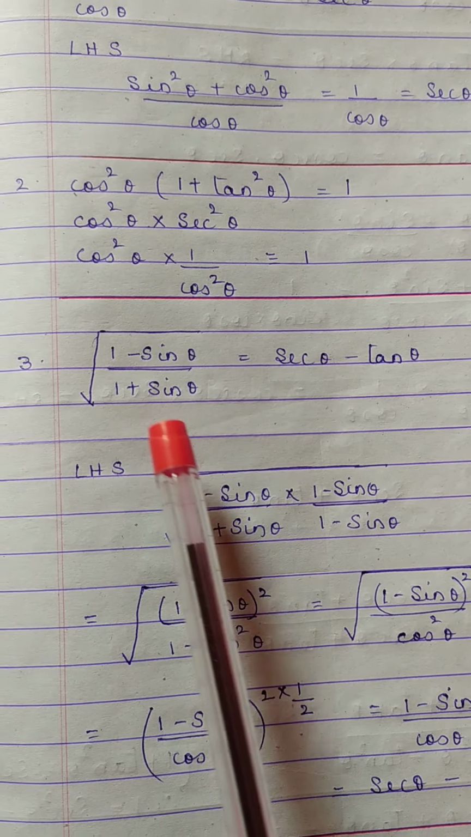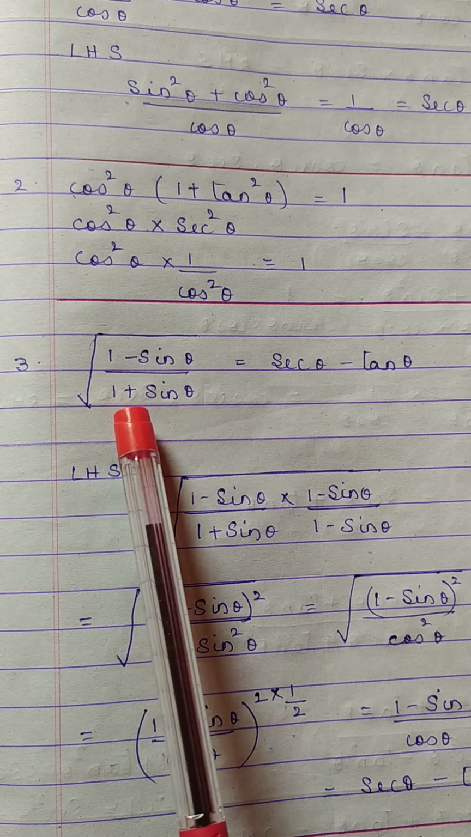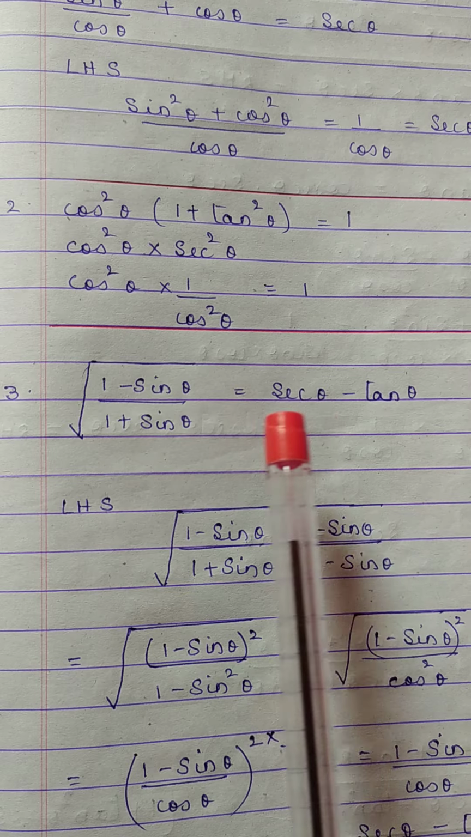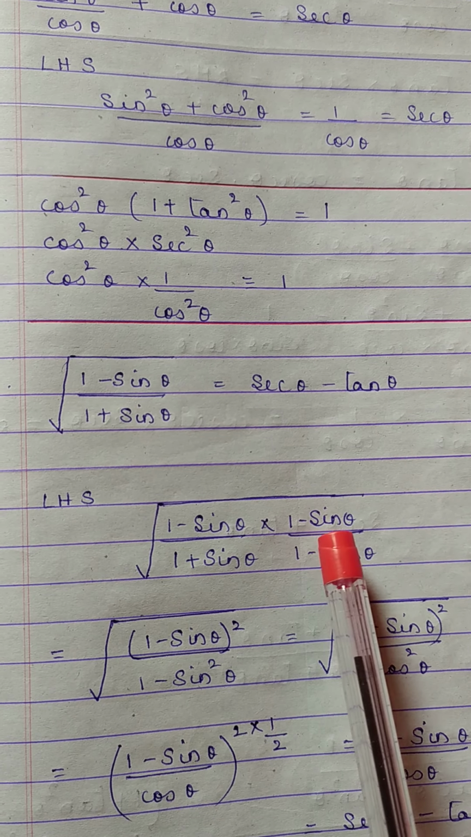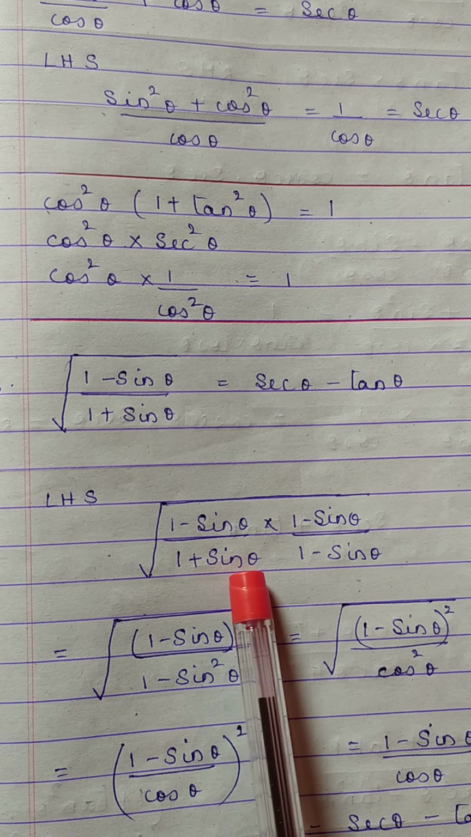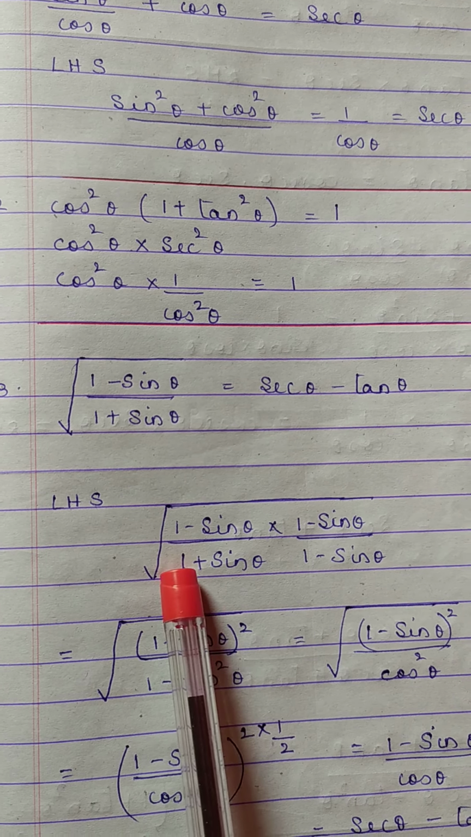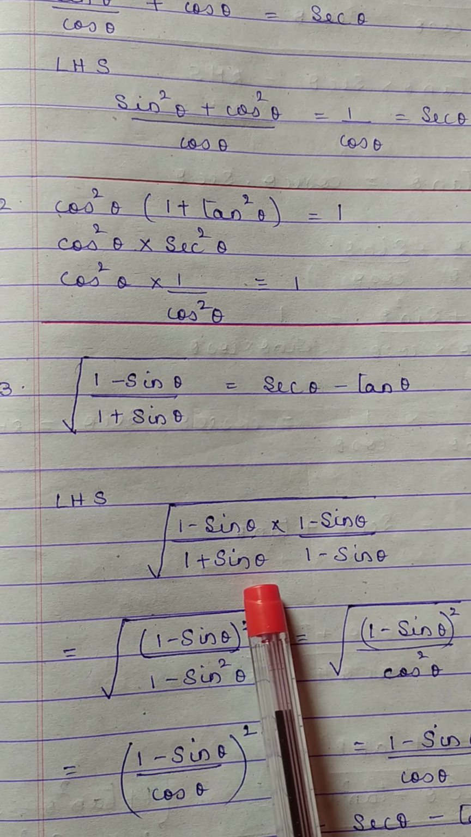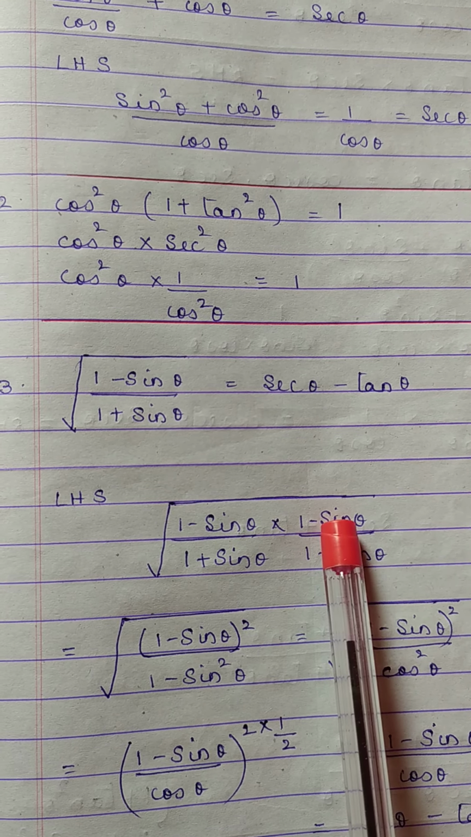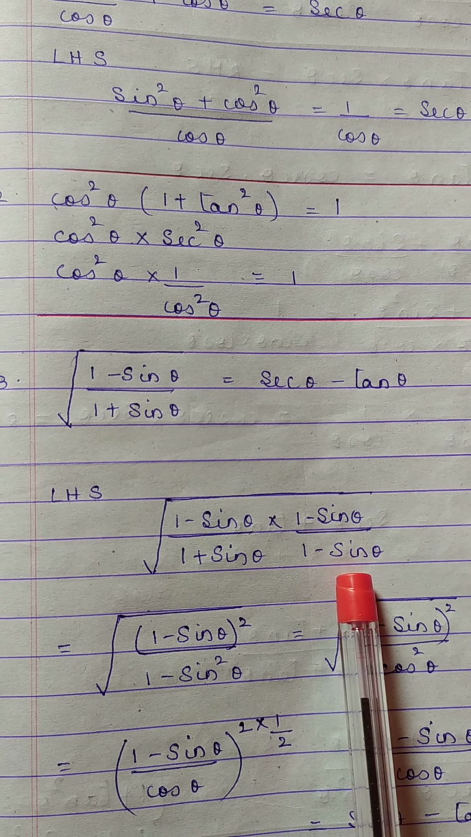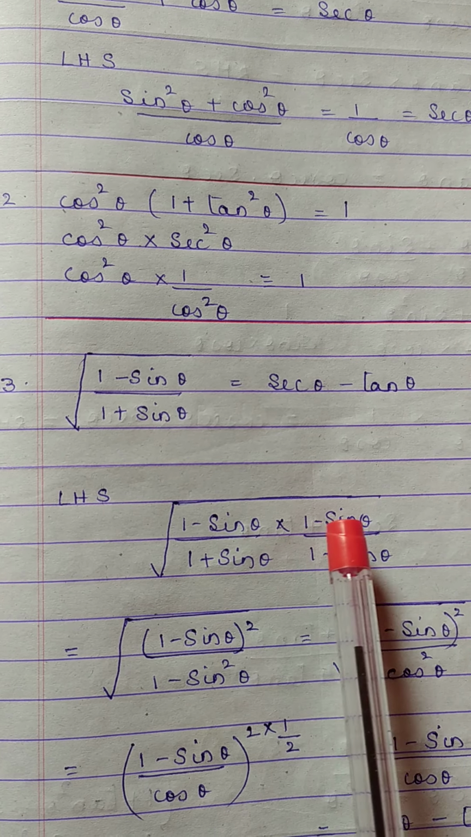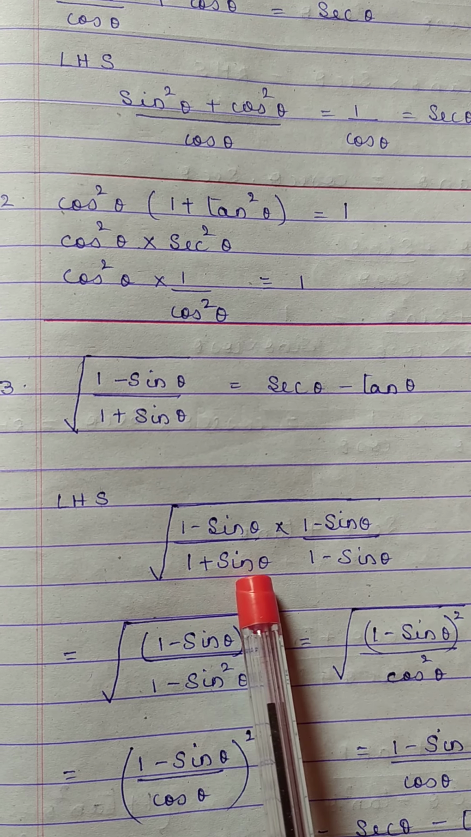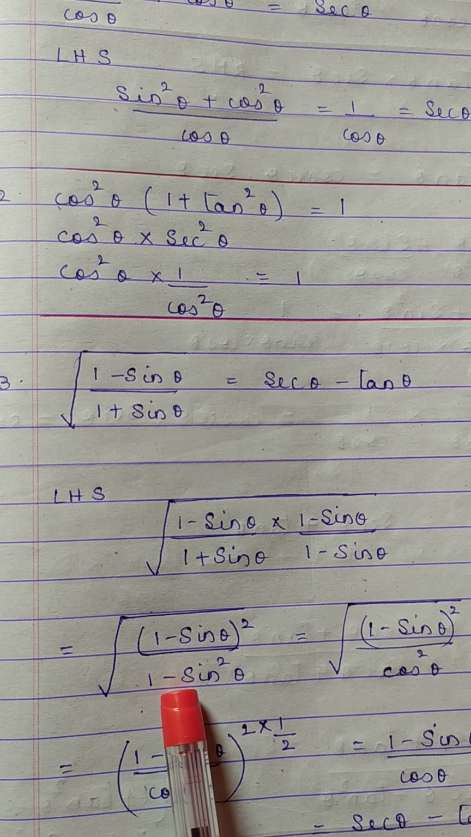Question number 3. Square root of 1 minus sin theta upon 1 plus sin theta is equal to secant theta minus tan theta. For such questions, we are supposed to multiply and divide by the conjugate of the denominator. Conjugate means if I have 1 plus sin theta, the conjugate is 1 minus sin theta. So I'll multiply this whole fraction with the conjugate. Multiply as well as divide. Now 1 minus sin theta into 1 minus sin theta is 1 minus sin theta the whole square. Now this is of the form a plus b into a minus b, therefore a square minus b square.